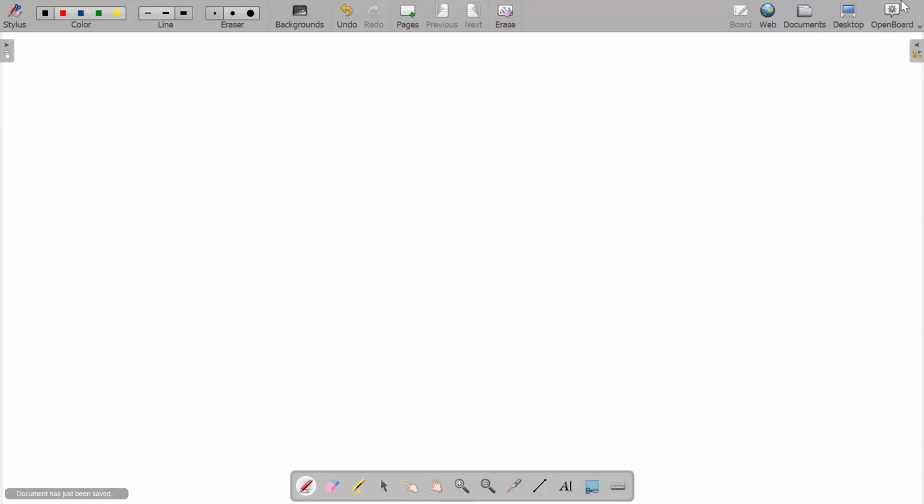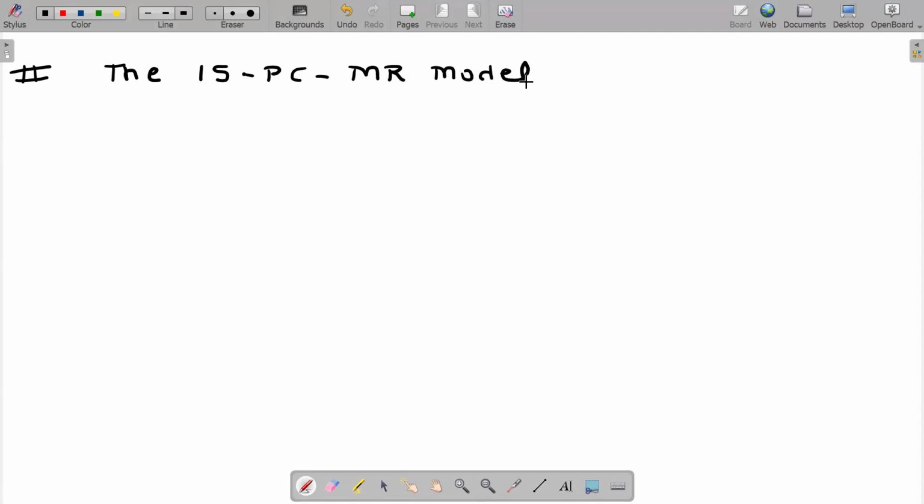So I am just writing the main heading for completeness. We are looking at the IS-PC-MR model, which is the three equation model.